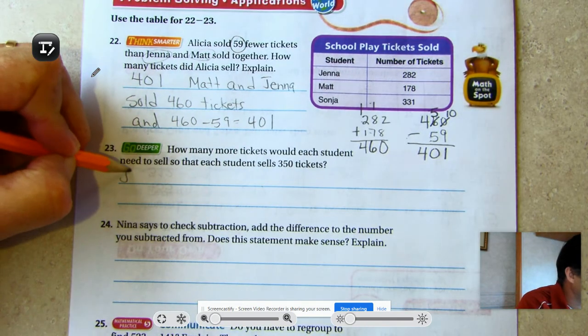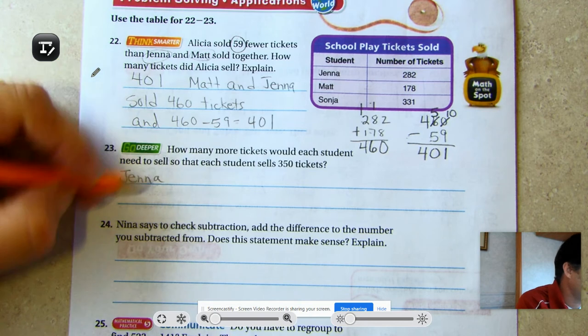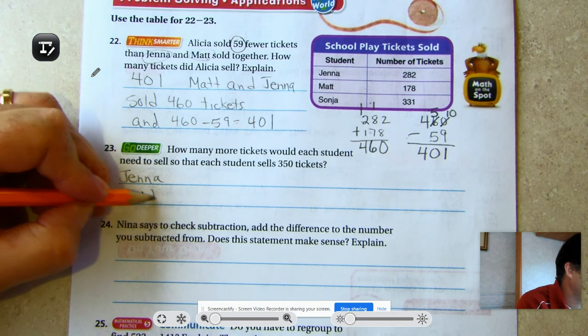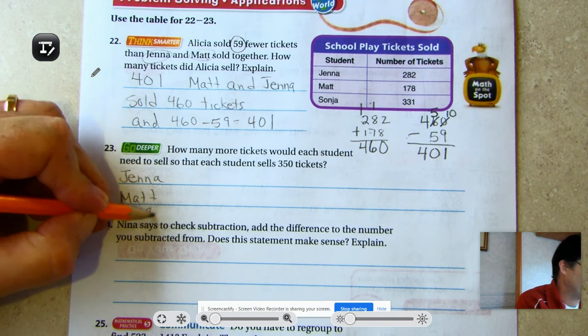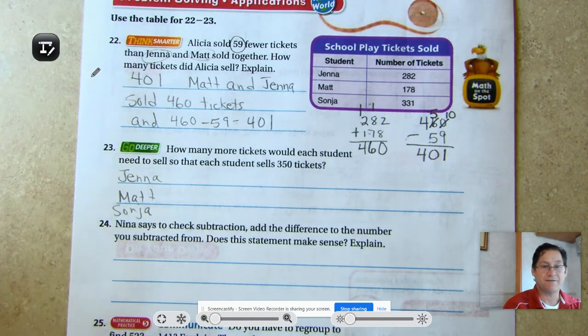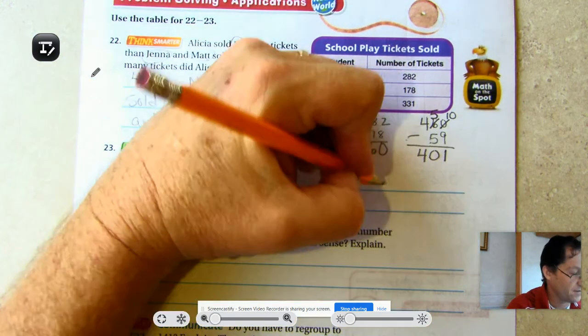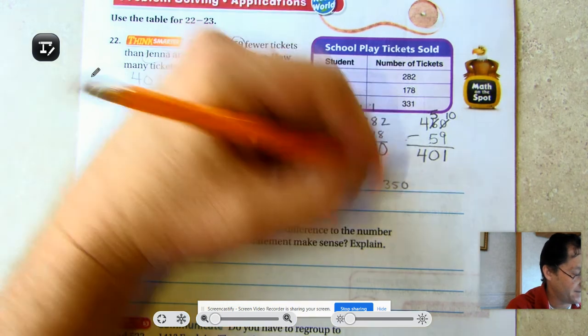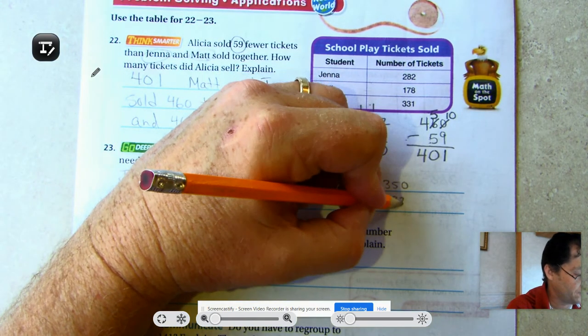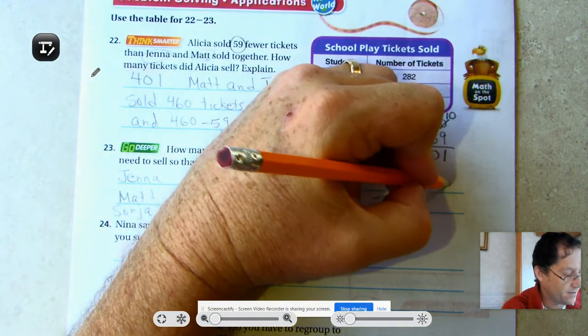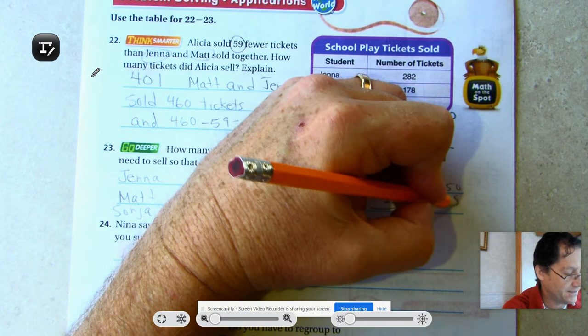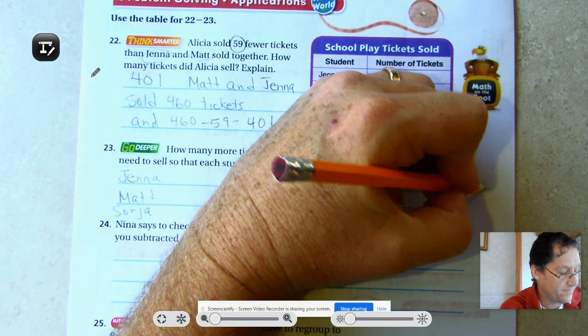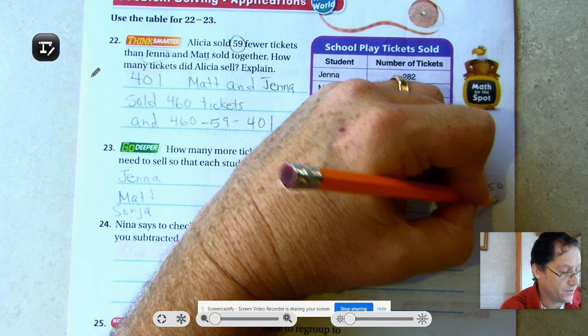Okay, so Jenna, Matt, Sonia. So we basically have three subtraction problems. 350 take away 282. 350 take away 178. 350 take away 331.